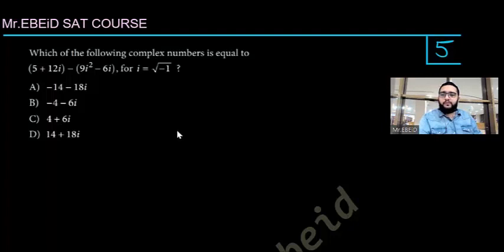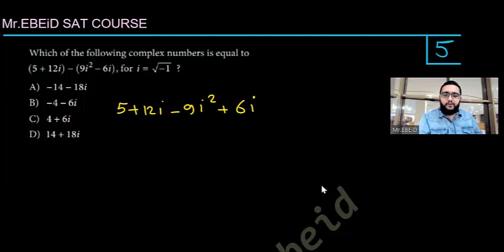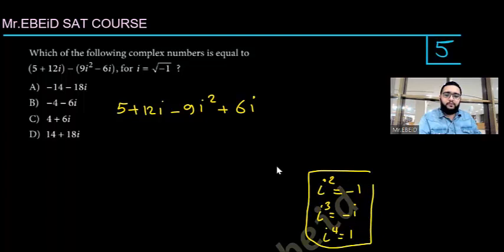In this question, which of the following complex numbers is equal to 5 plus 12i minus 9i squared plus 6i, for i equals root negative 1? Before adding the like terms, you know that i squared equals negative 1, i to the power 3 equals negative i, and i to the power 4 equals 1. So very important, know these rules. So the i squared term will give positive 9, because i squared equals negative 1, and negative 1 times negative 9 equals positive 9. Now we can add: 12i plus 6i equals 18i, and 5 plus 9 equals 14. So the answer is D.